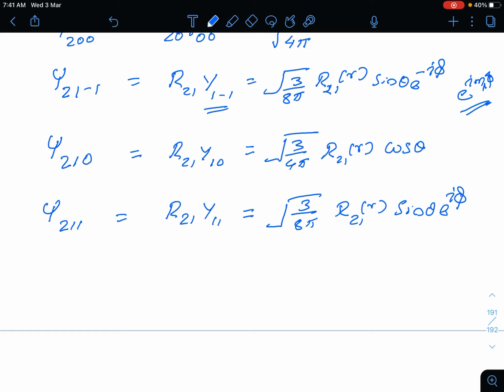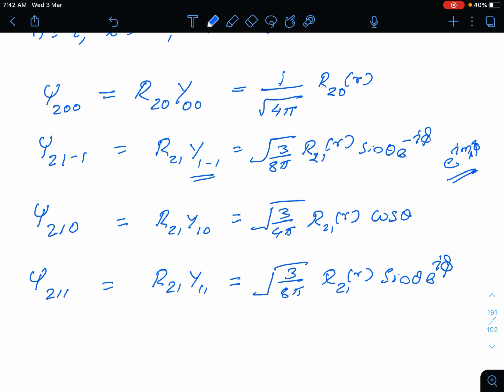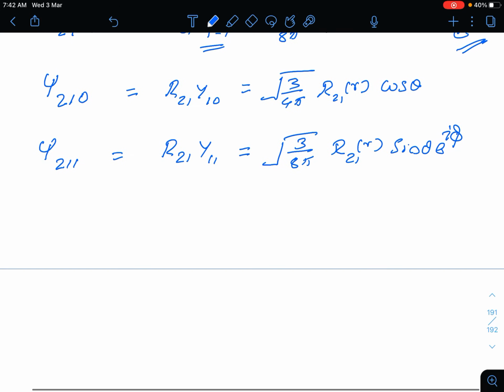Now since it's degenerate, we will write the secular equation. You have 4 different wave functions, so if you construct the determinant, it will be of the order of 4 by 4, with 16 elements. So how to write that?